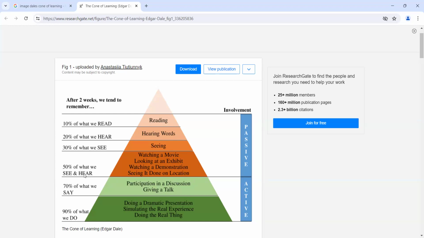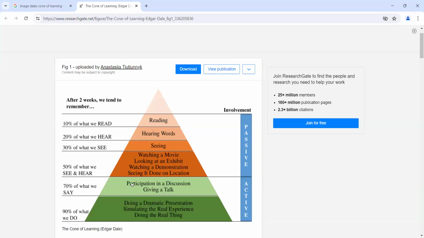When you combine see and hear, still they learn only 50% of what they see and hear. These all make students very passive learners. They just see and hear. They are not doing anything actively. Only 50% of learning.